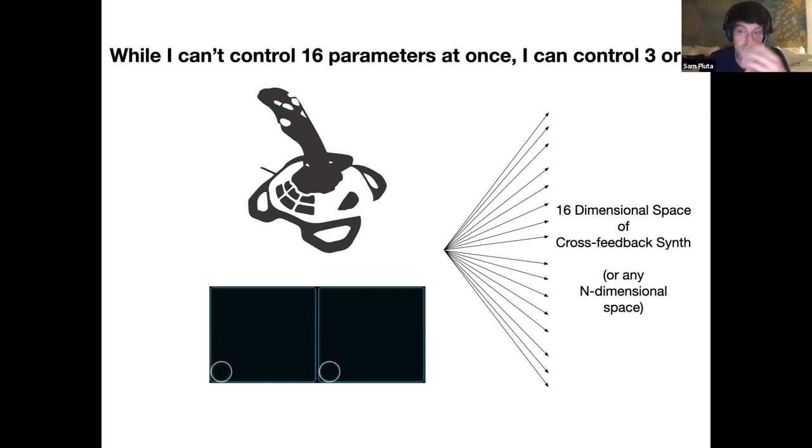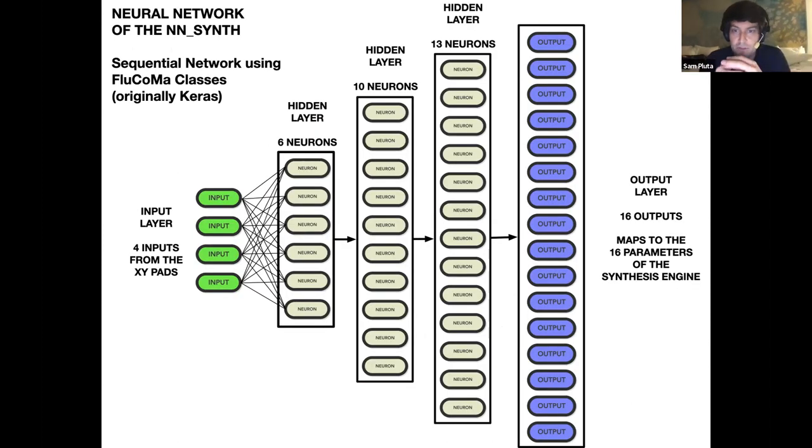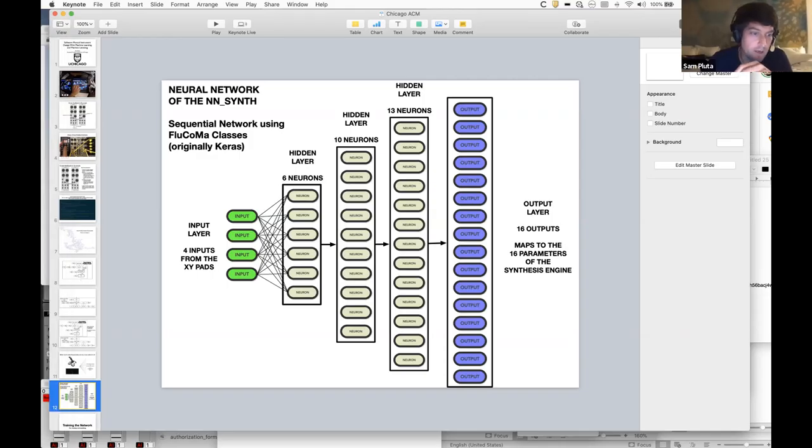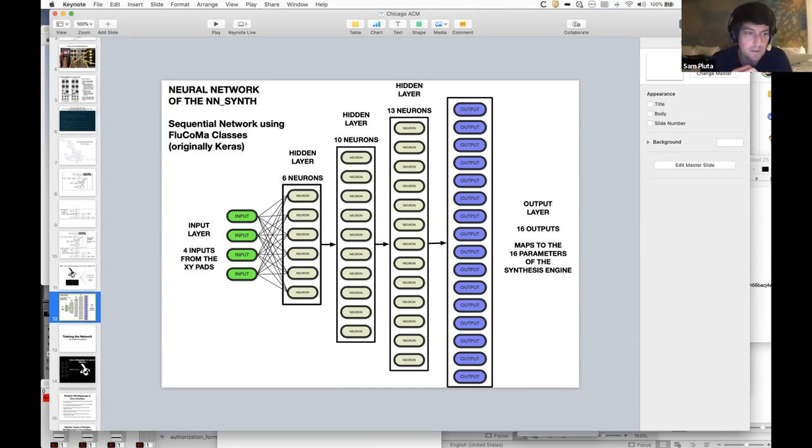And you'll see when I show it later that I have some synthesis algorithms that are much higher dimensionality. I'm sure many of you are familiar with this. I have four inputs in this case, and I'm using three hidden layers going out to 16 outputs. I started working in Keras TensorFlow when I was designing this, and in the meantime, a group at the University of Huddersfield in the UK developed native MLPs in SuperCollider and Max. It's called FluCoMa, so you can check that out. They're doing really great work bringing all this stuff to these native computer music languages.